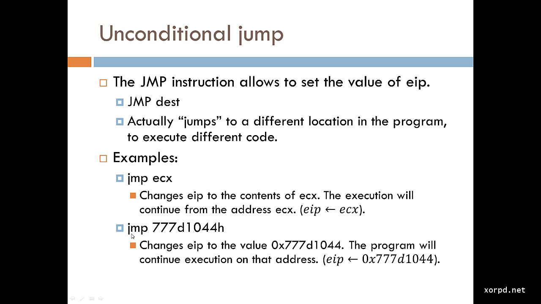The jump instruction is actually some kind of an indirect way to change the value of EIP. We can put some value inside EIP, but only using this kind of instruction, the jump instruction. It's like a special case of the move instruction, which only works for the EIP register. You can think about it that way, for example.